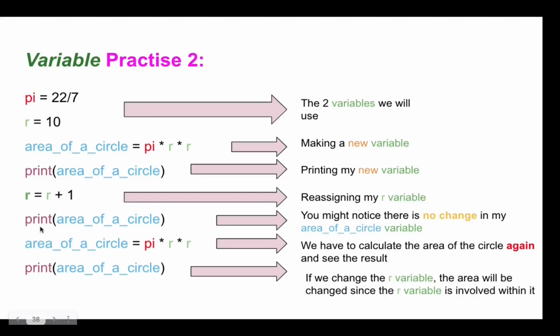So I'm printing my variable out again, and what I wanted was a different output, since I changed r to 11. If I'm using r here, the answer is supposed to be different because I've changed the value, and r is involved in this variable, so the output should be different. But if I print it out, the output's just going to be the same. So we need to calculate the area of a circle again, and then we'll see the new result. We have to print the variable out again in order to see the new result.